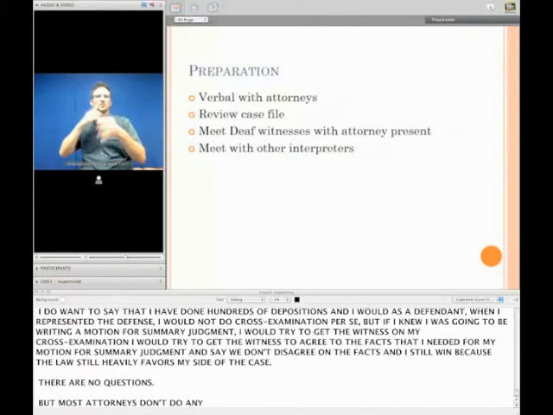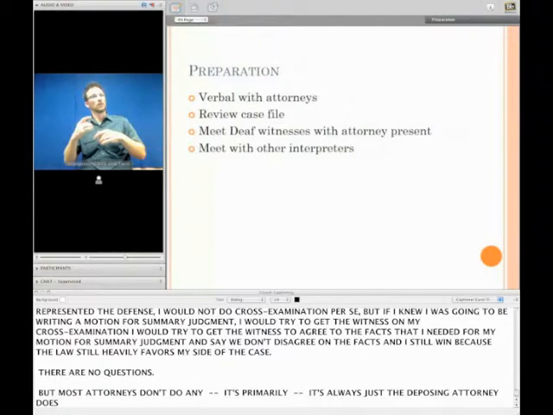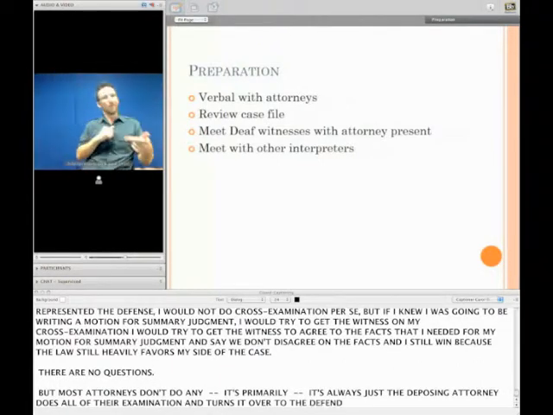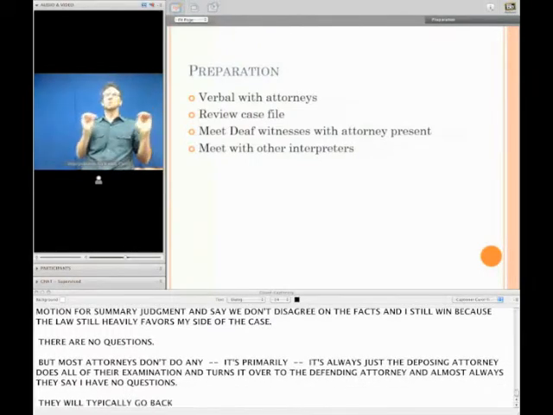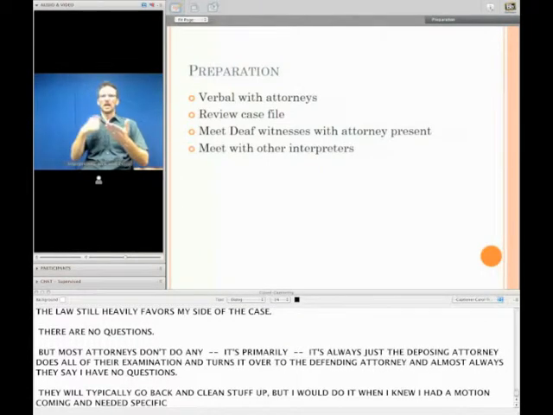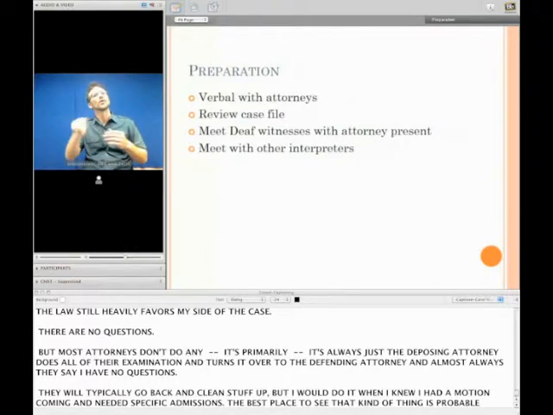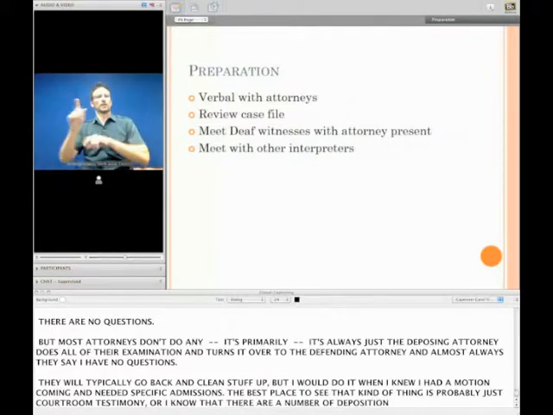It's primarily, it's always just the plaintiff's attorney, the deposing attorney, who does all of their examination and turns it over to the defending attorney, and almost always they say, I have no questions. They'll typically go back and clean stuff up, but I would do it when I knew I had a motion coming and I needed specific admissions. So a good place to see that kind of thing is probably just courtroom testimony, or I know that there are a number of depositions on YouTube that you could look at.